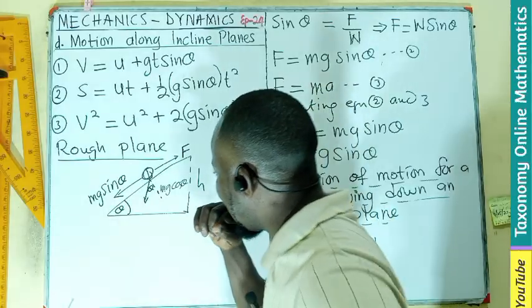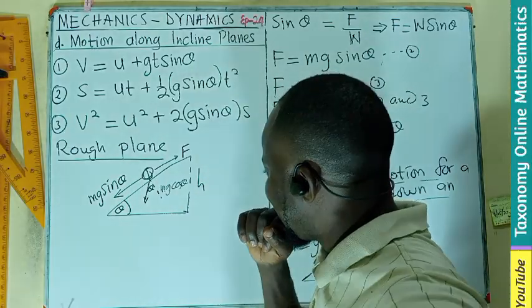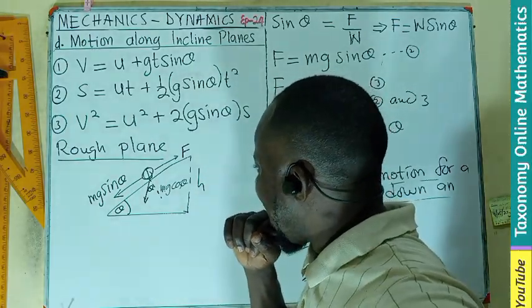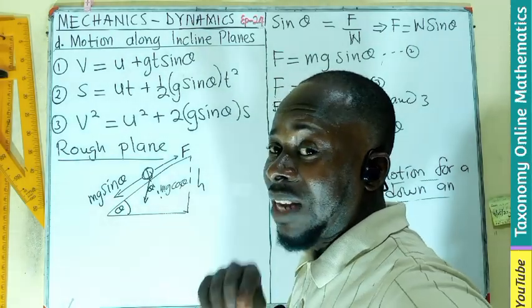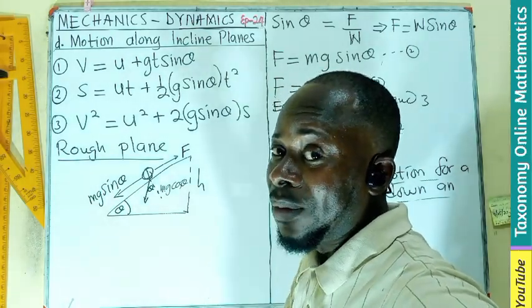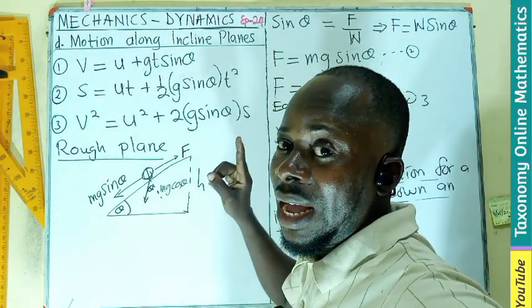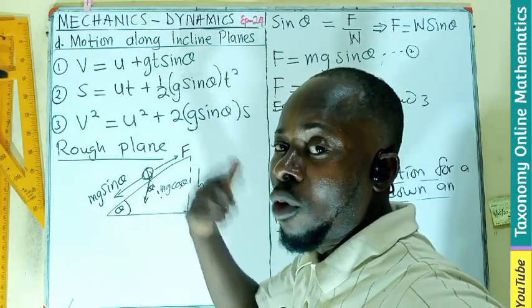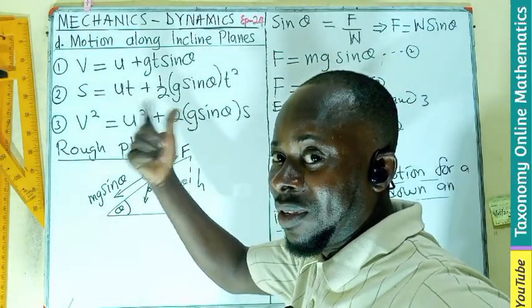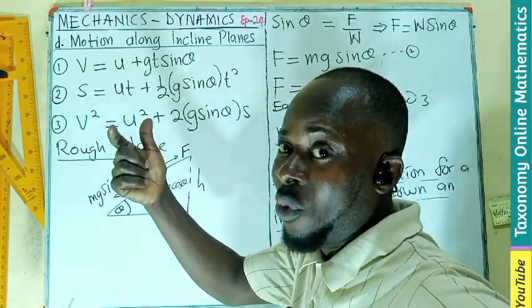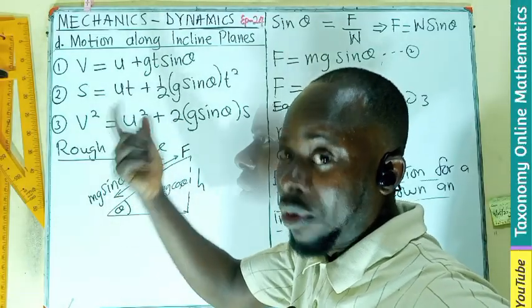What again is that? Now, if you look at this carefully, the frictional force is going to be limiting. So our frictional force is going to be equal to mu times the normal reaction, from the principles we have in the static equation that we did, the static tutorials.